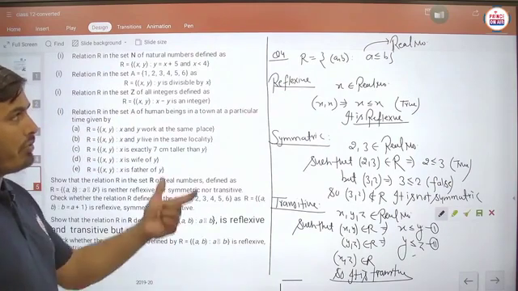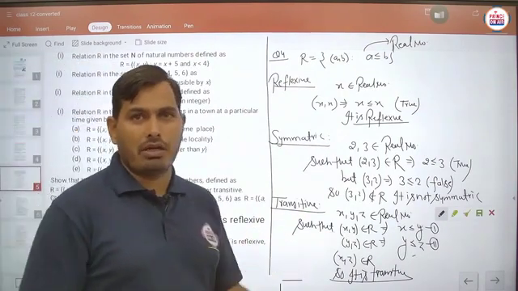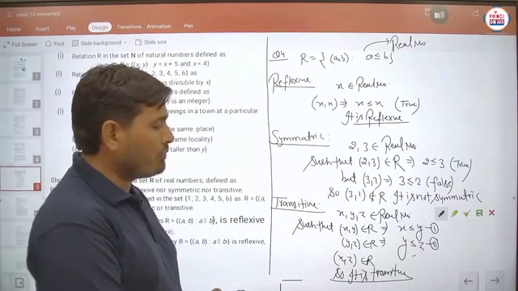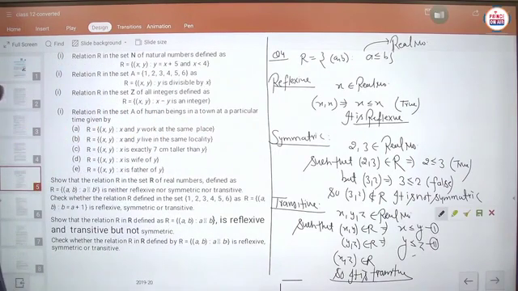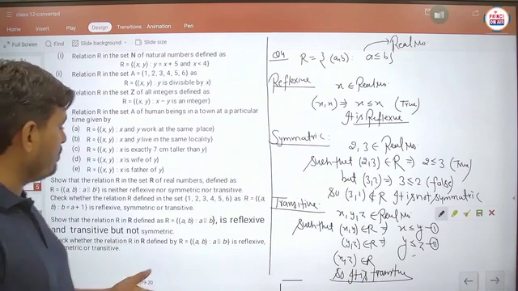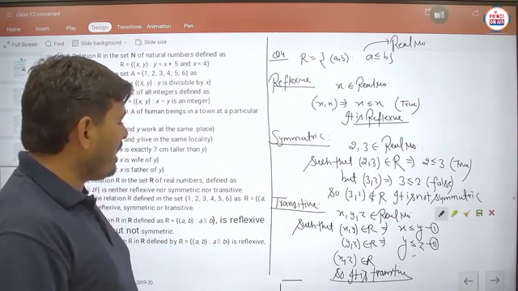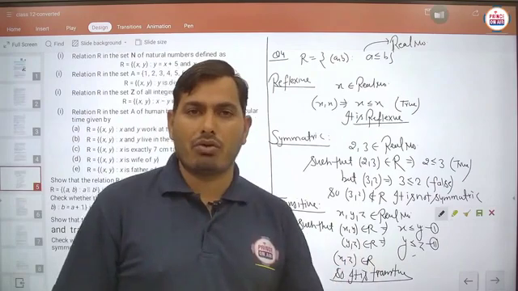So pause the video to note it down. Then after, we will start the next question. Again, the next question is a very similar question, where any relation R is defined on the set of real numbers where a R b such that a is less than or equal to b cube.